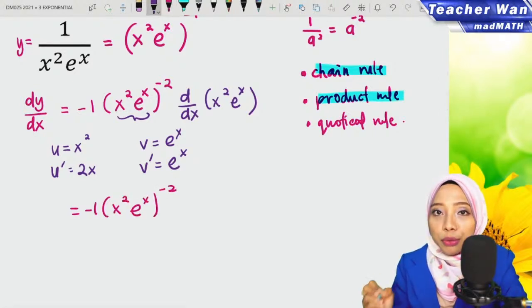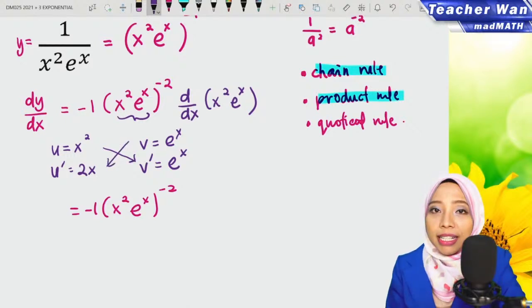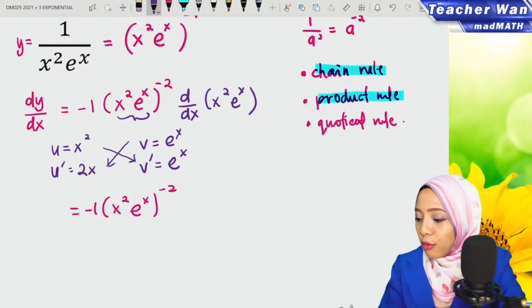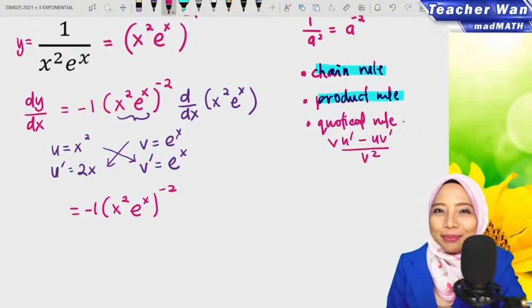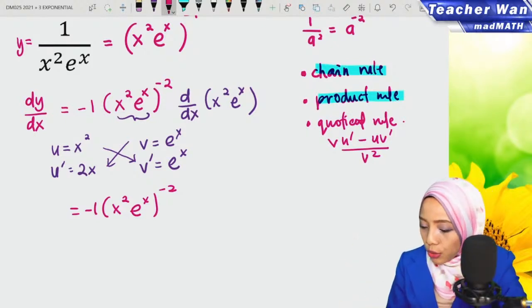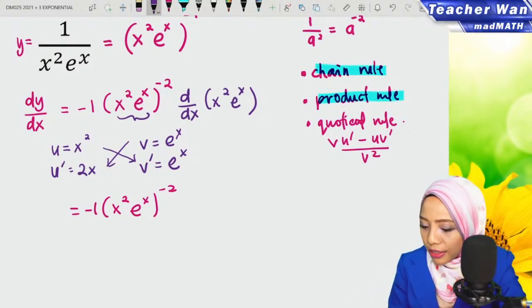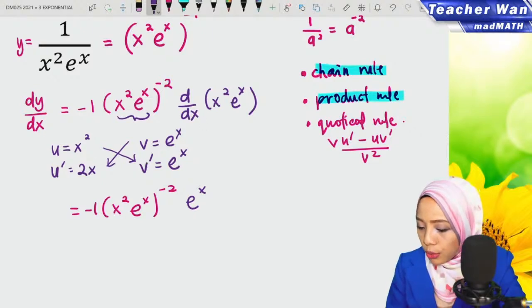Now we are going to find the derivative using the product rule. Whichever order is fine, no problem, because it is a product rule. But if it is the quotient rule, it must be v u prime minus u v prime over v squared. For the product rule there is no problem whichever order. So now finding the derivative of x squared ex, we write down ex, this one is v prime, and u is x squared.